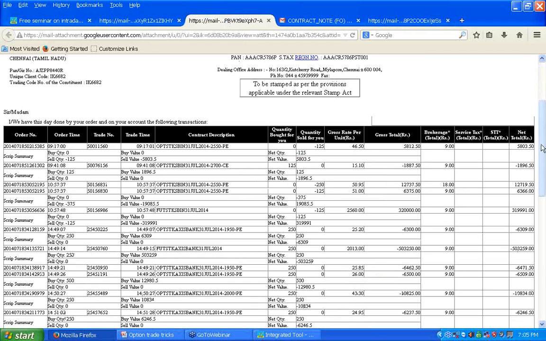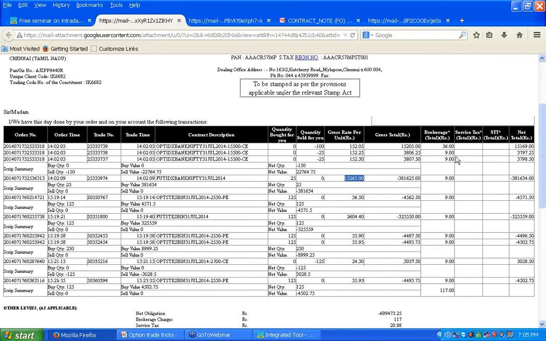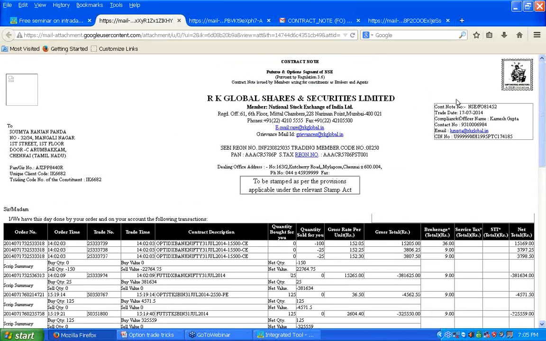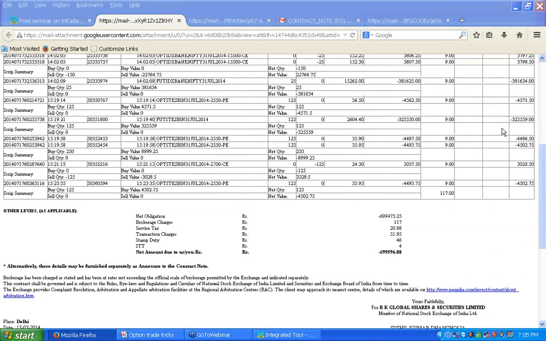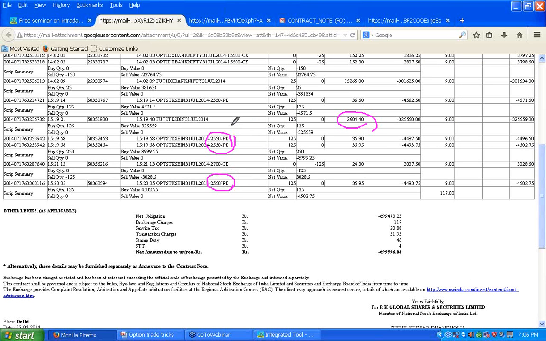Similarly, one more strategy is being initiated with respect to the State Bank of India, wherein I bought the State Bank of India at 2604 here. This is on the day of 17th. So State Bank of India 2604 I bought, and 2550 put option, here 2 lots, and here also 1 lot. So 3 lots, and here 1 lot, 4 lots. So 4 lots of 2550 put option made it delta neutral.